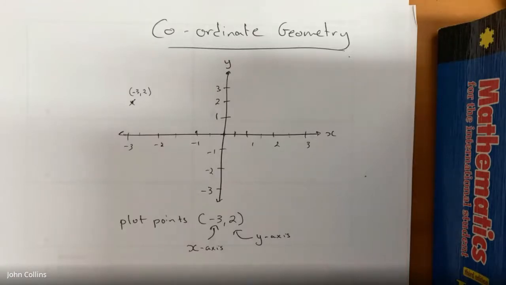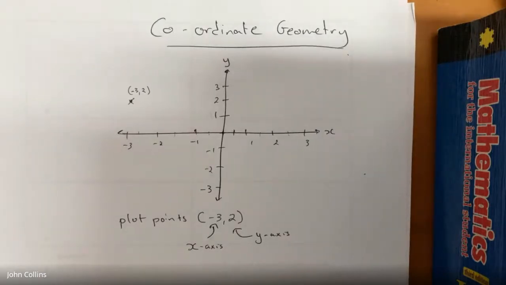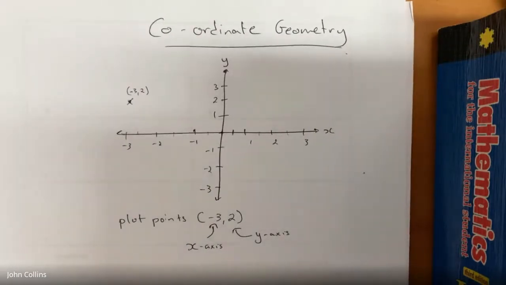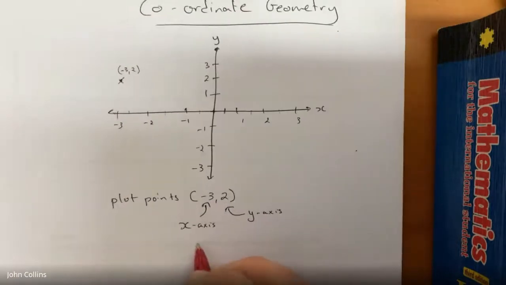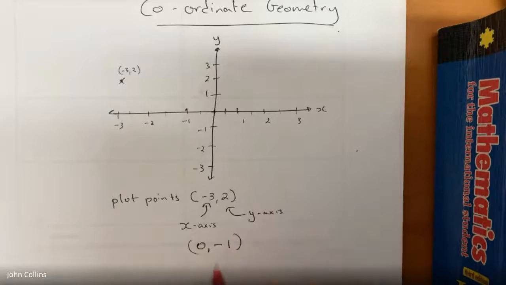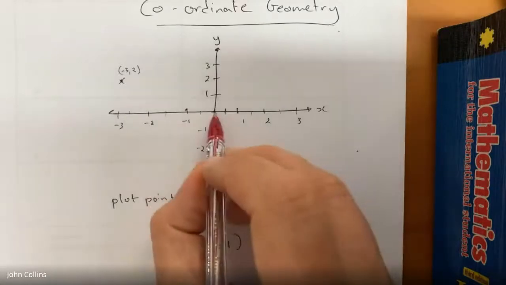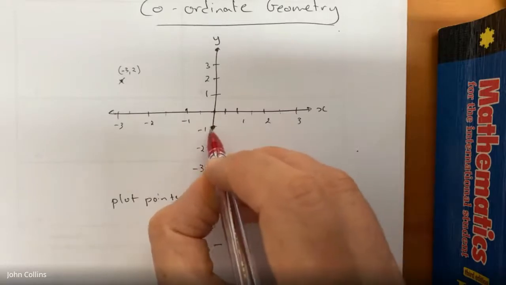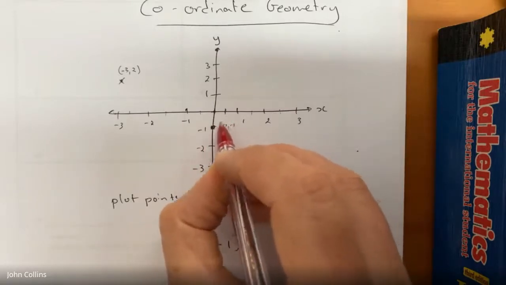All right, so often they will use two points, and this is most of the work in coordinate geometry, when they have two or more points, and those points form a straight line. So let's get a second point. Let's plot the point (0, -1). So 0 on the x-axis, so that's 0. -1 is here. So put a little x for (0, -1).